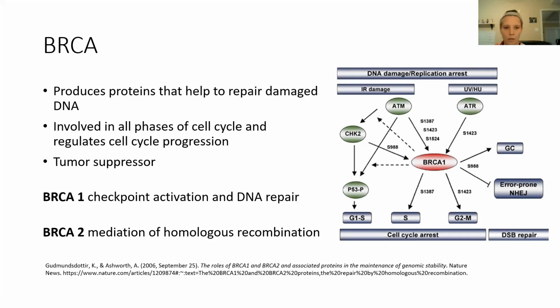So in figure 1 here, it shows that BRCA is involved in DNA damage signaling, and DNA damage activates ATM, ATR, and CHK2 kinase, which activates the BRCA1 phosphorylation. And this looks at the different phases of the cell cycle, as well as the different damages that need to be addressed.